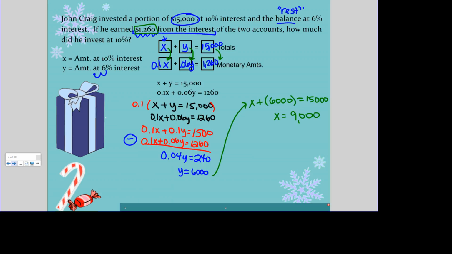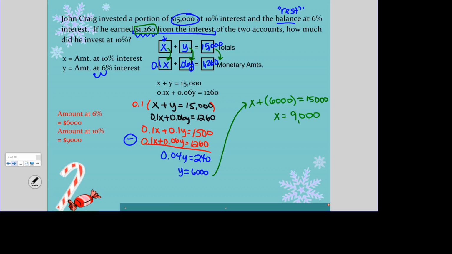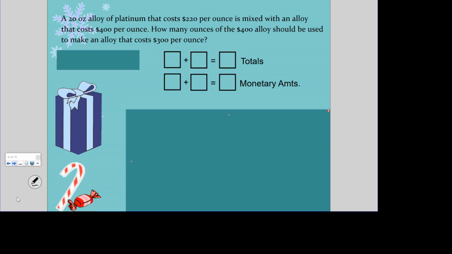Okay, so let's check this word problem. We should have found that $6,000 was invested in the 6% interest account and $9,000 went into the account earning 10% of that amount. And then from that, you're making the total 1,260 that we were told. Okay, we have one last example problem.